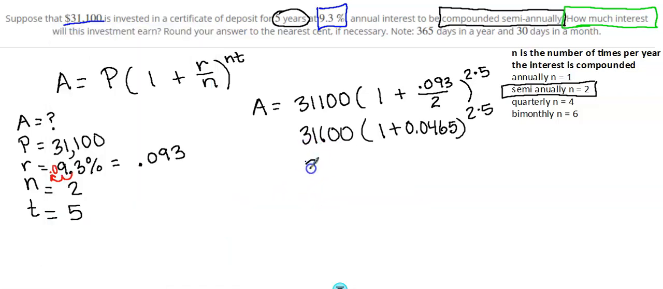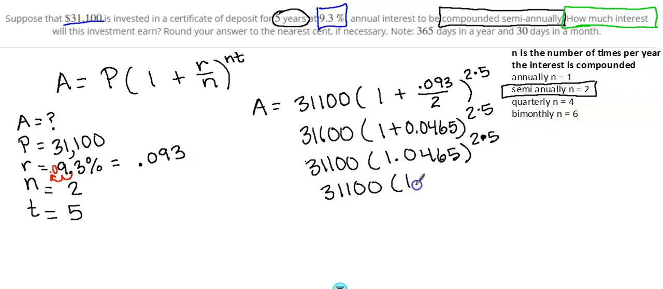Rewriting my equation, 31,100 times 1.0465 raised to the 2 times 5 power. Everything inside my parentheses is done. That means I move on to the exponent. 2 times 5 is 10.